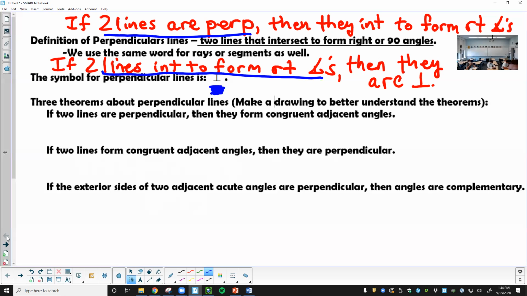If two lines are perpendicular, so I'm going to draw that right here. Two lines that are perpendicular, like so. We agree that if they're perpendicular, we got a right angle right there. Then they form congruent adjacent angles. So perpendicular right there, and that just means that all of these are congruent adjacent angles. We should also know that they're all equal, right? They're all 90 degrees, aren't they?